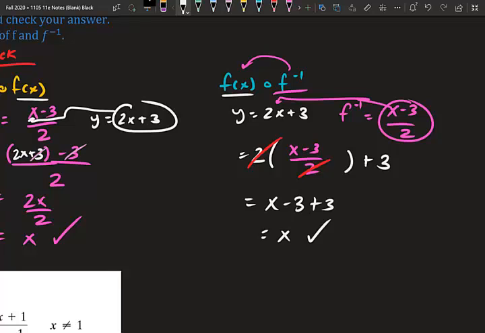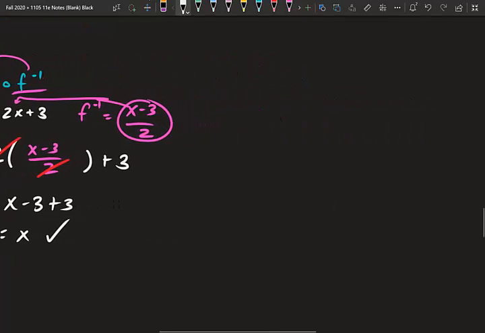Because in pre-calc, you can find an equation that you think is the inverse, but it doesn't actually work out. Not every equation has an inverse. Alright, now we have to find the domain and range.